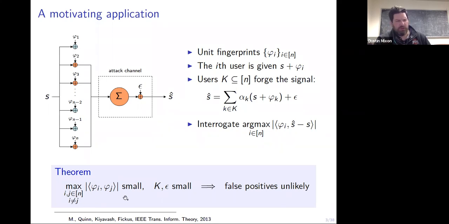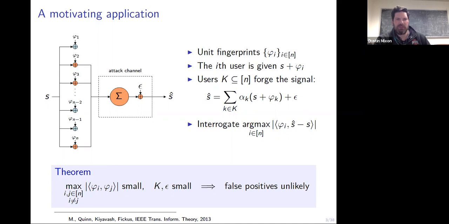So what we're going to be interested in is designing fingerprints, unit vectors for which the modulus of pairwise inner products is small. We're going to try to design these fingerprints. And that's the whole point of this talk.